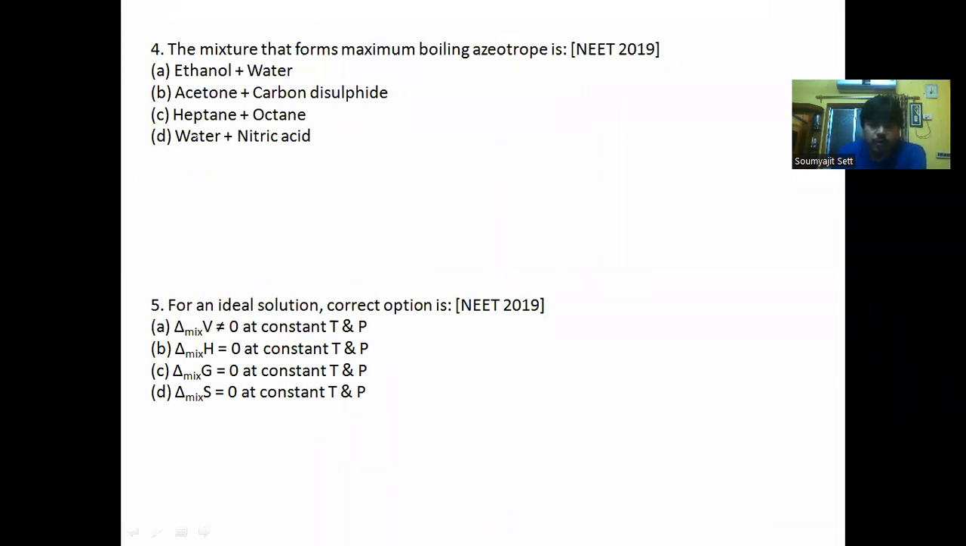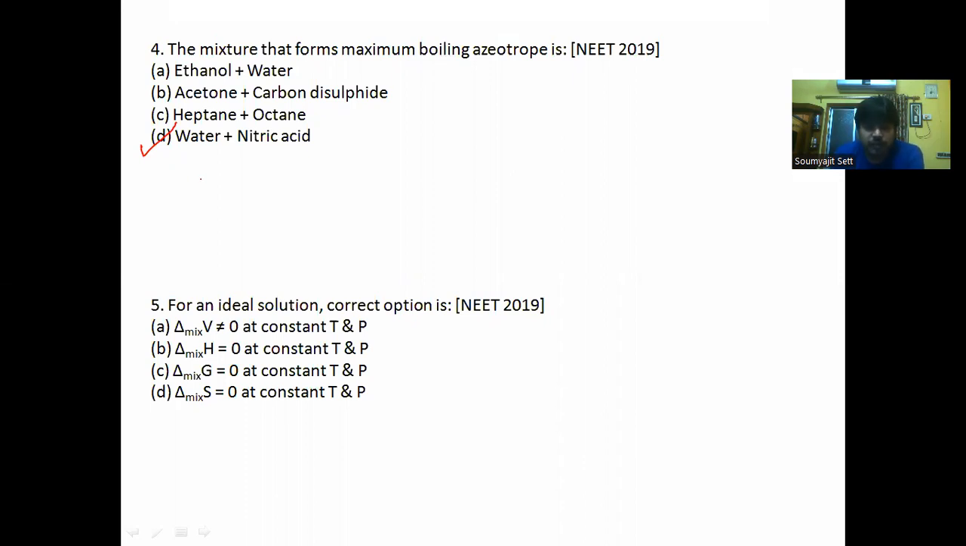Next come to the theoretical question. The mixture that forms maximum boiling azeotrope. Now, maximum boiling azeotrope means it will have negative deviation, obviously, negative deviation of Raoult's law, and that is applicable for water plus nitric acid. That is option 4. Water plus nitric acid will be the correct answer, because negative deviation of Raoult's law will be applicable here for the maximum boiling azeotrope.